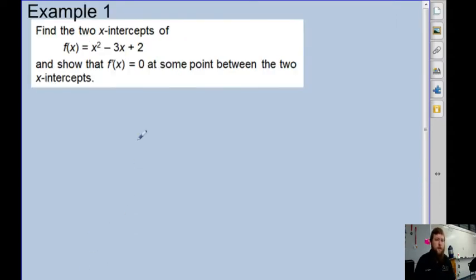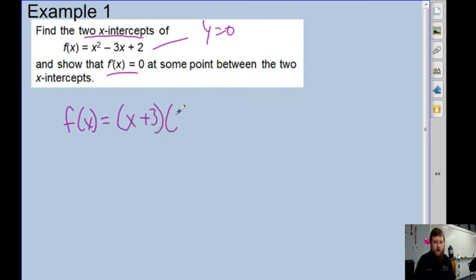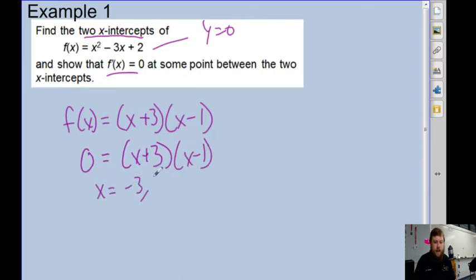Let's take an example. I want to find the two x-intercepts of this function and show that f prime of x equals 0 at some point between the two x-intercepts. First, find the two x-intercepts. X-intercepts happen when y equals 0. So I'm going to take this function f of x and factor it, and it factors to x plus 3 times x minus 1. Setting f of x equal to 0, we have 0 equals x plus 3 times x minus 1. That means my two x-intercepts are when x equals negative 3 and positive 1.